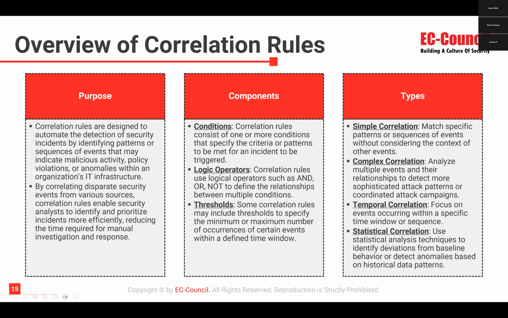Temporal correlation will focus on events occurring within a specific time window or sequence. And statistical correlation will use statistical analysis techniques to identify deviations from a baseline behavior or detect anomalies based off historical data patterns. AKA something like all of a sudden we're pulling 100 megs of traffic when we typically only run 10 megs of traffic, right? That's a statistical deviation of what?